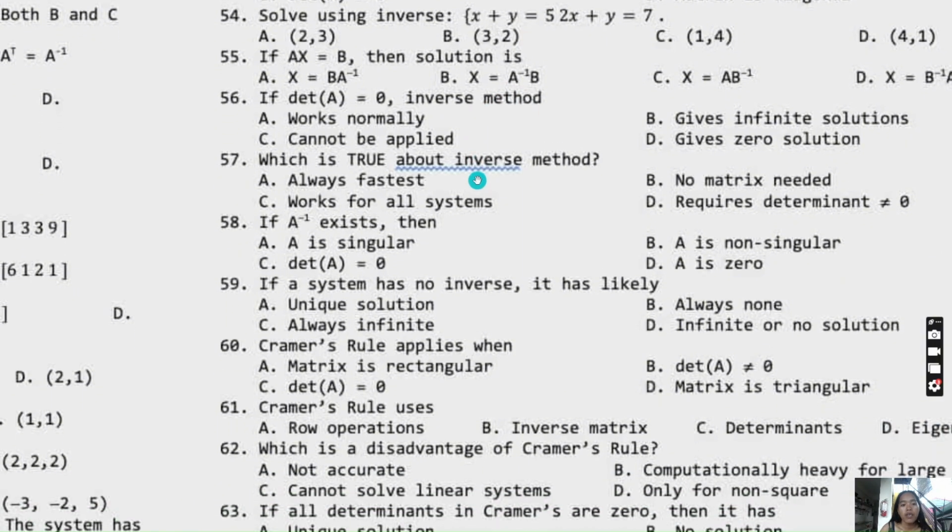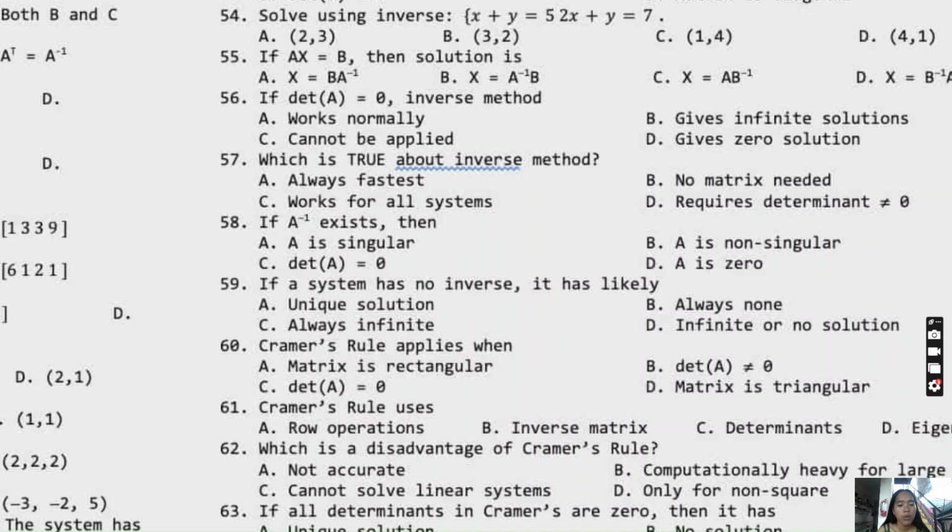Number 54, solve using inverse. x plus y is equal to 5, 2x plus y is equal to 7. So for 54, the answer is 2 and 3. If we solve this using the inverse, getting the determinant, then the transpose, and multiplying, we can attain the answer 2, comma 3, the ordered pair 2 and 3. So let's go on to number 55.